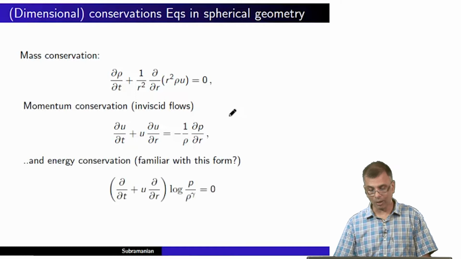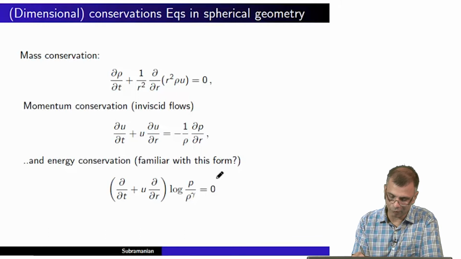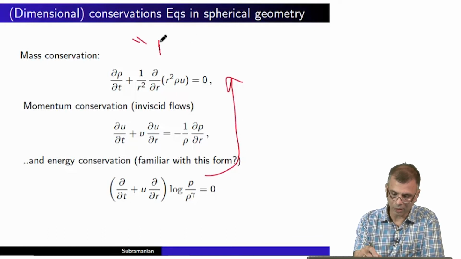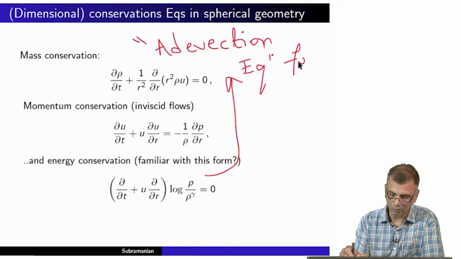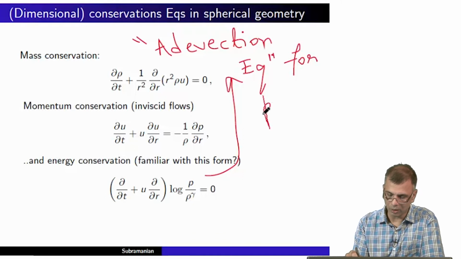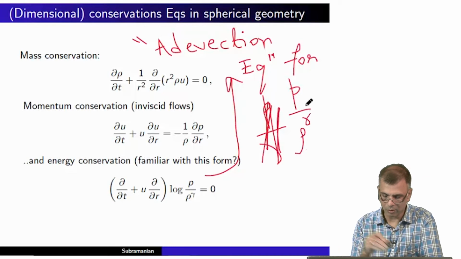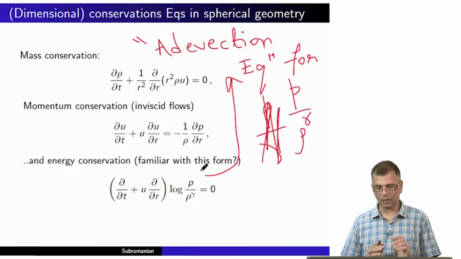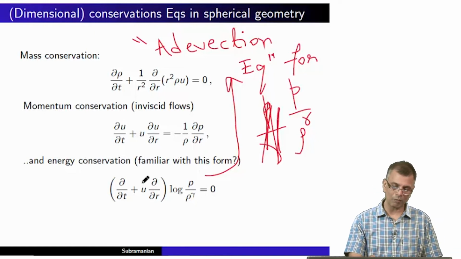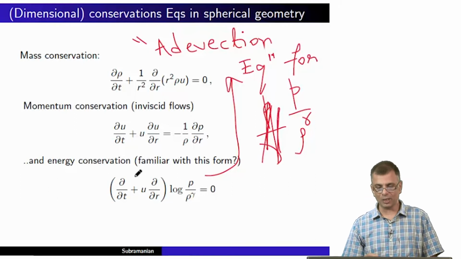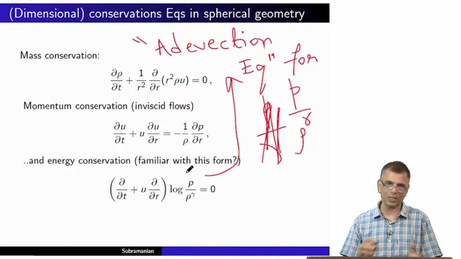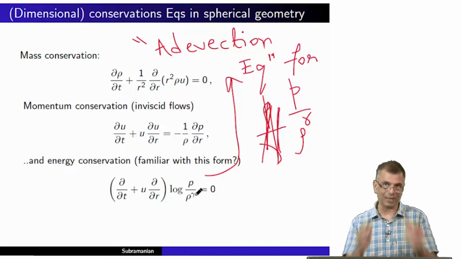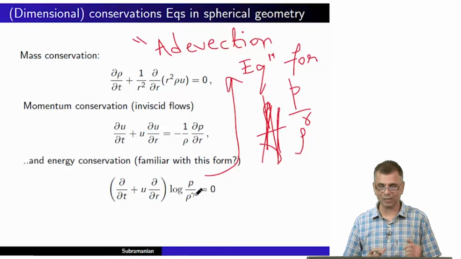Okay, and energy conservation, I would urge you to see that it's as if this is an advection equation. So this is kind of an advection equation for this. Okay, you see d over dt plus u d over dr. So this quantity, this log p over rho raised to gamma, is being advected along with velocity u, and that's the whole point, isn't it? The energy, and so this would be essentially, especially if you think about a polytropic kind of gas where P equals K times rho raised to gamma, log P over rho, this is just that K. And the K doesn't change. That's essentially what the whole adiabatic assumption is. The energy does not change.